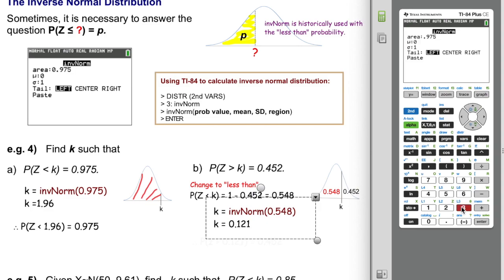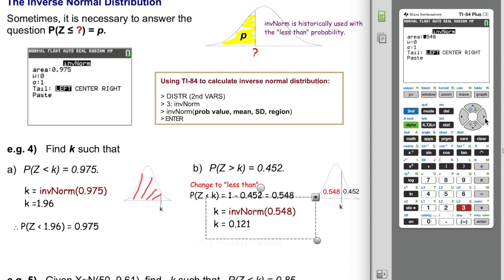Now let's try both, right? So I have it on the left tail. So let's put in the area 0.548 first, the one that we have to tweak. Same mu and SD, left tail, and then let's paste this. This gives you 0.1206, okay? So about 0.121.